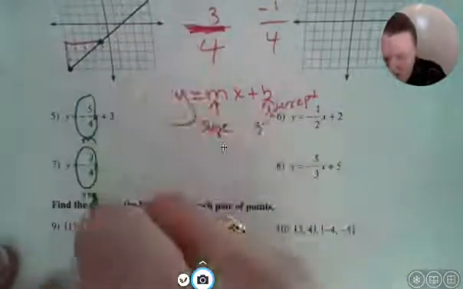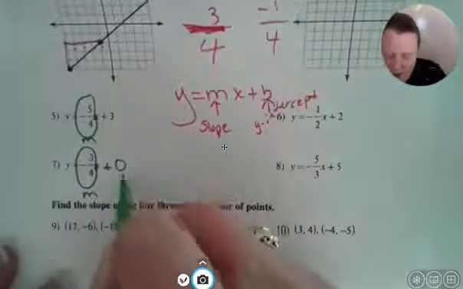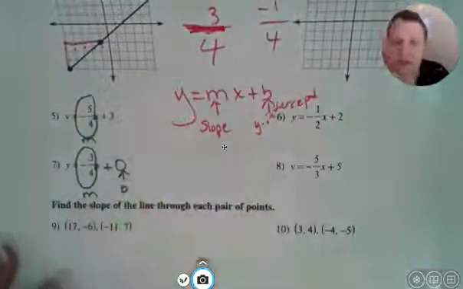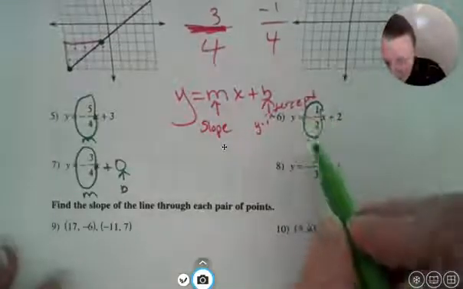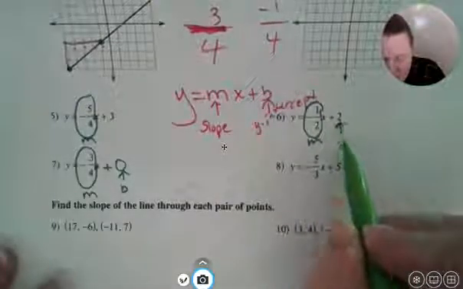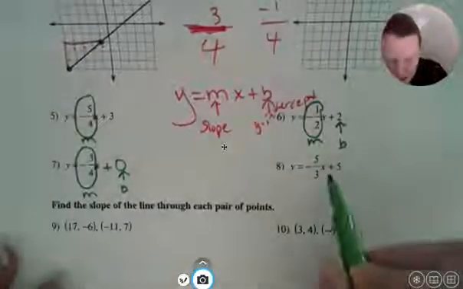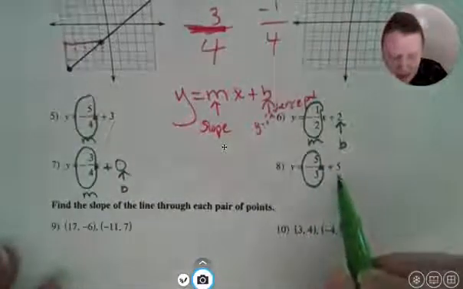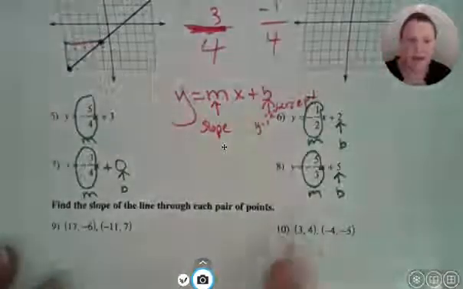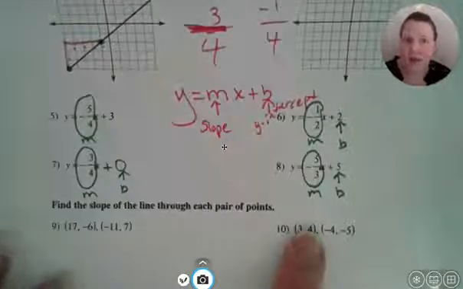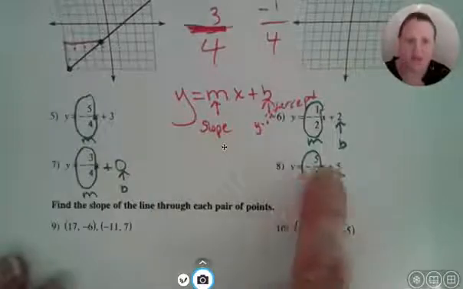If I didn't know what b was, it's 0. Again, here it is. There's my m. This is my b. This one is it. So it's pretty easy when we have an equation. You're just pointing to it. It's the one in front of the x.